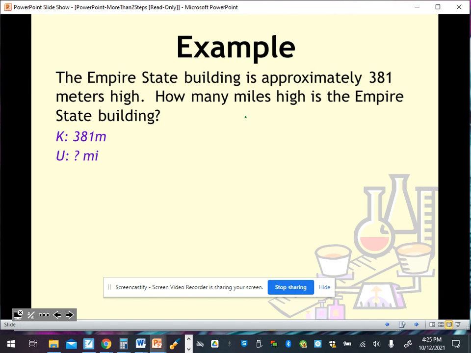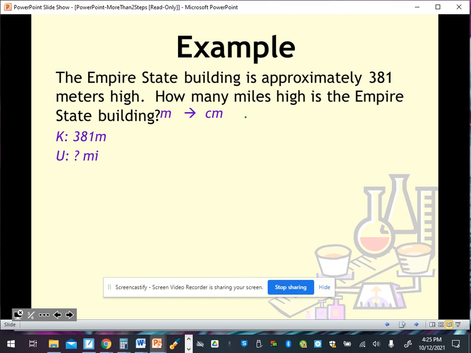Meters is metric. Miles is English. So I'm going to have to try to get to that 1 inch equals 2.54 centimeters so I can convert to the correct units. Okay. So what that means is I'm going to go from meters to centimeters. I would definitely write this down as your plan of attack.